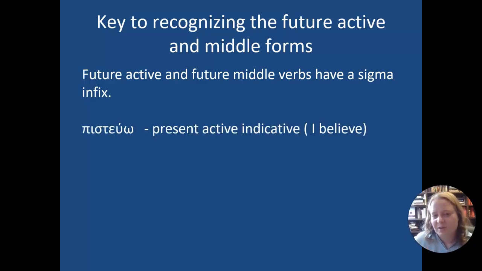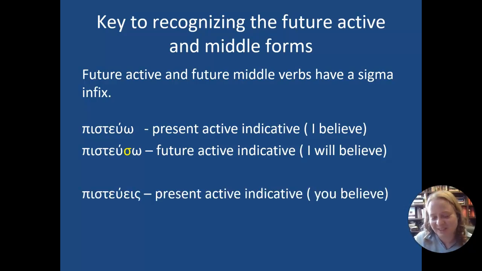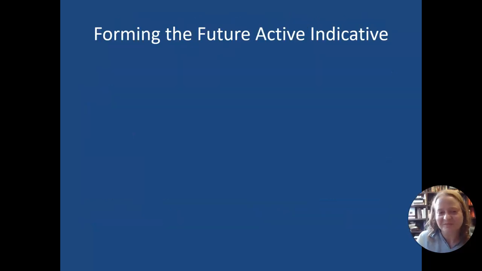And so if you have this verb pisteuo, which you know quite well, I believe, and you want to turn it into a future, you just add a sigma before the omega, and that's it. That's this chapter. That's the vast majority of this chapter. Pisteuso means I will believe. Great, right? The future tense is actually really lovely in Greek. So pisteueis, you believe, can become the future by making it pisteuseis.